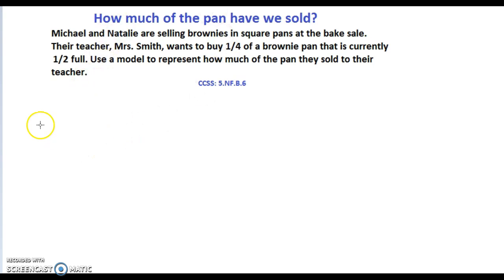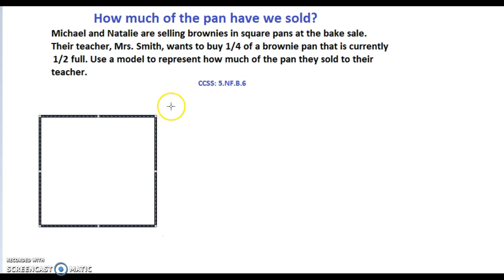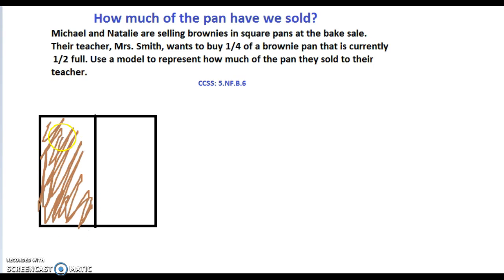So let's start by using what we know. We know that they have a square pan and that it's half full. So to represent that it's half full, I'm going to just simply cut it in half. And that denominator 2 tells me I'm going to have 2 equal pieces. Move this over so it's a little more equal. 2 equal pieces, and now I need to shade in just 1 of those pieces to represent a half. So here is half of my brownie pan. So what's in brown represents the brownies that are currently at the bake sale, and the white part is empty. There are no brownies that exist there.